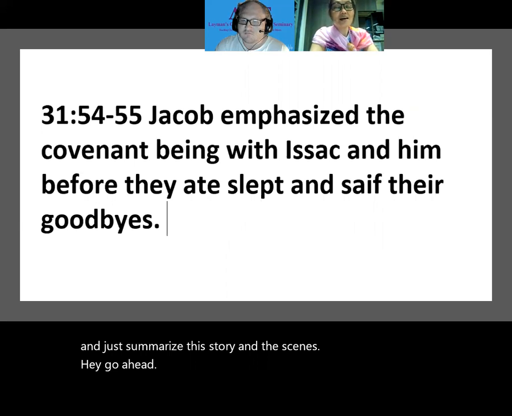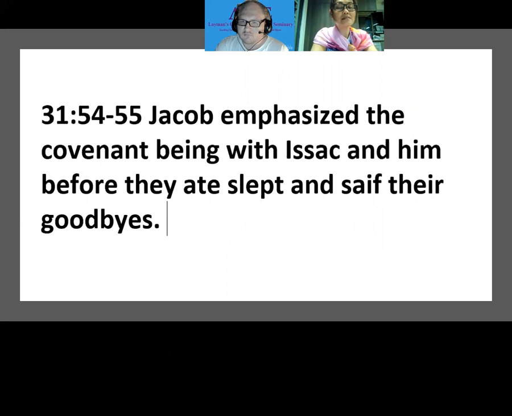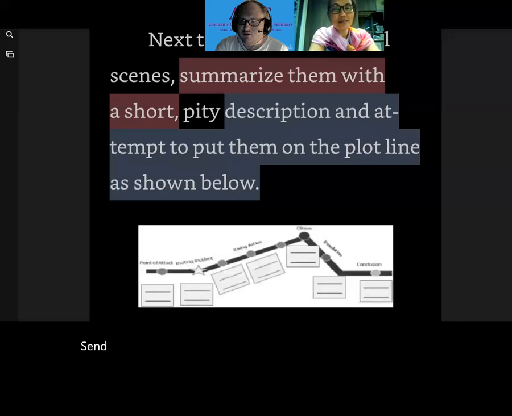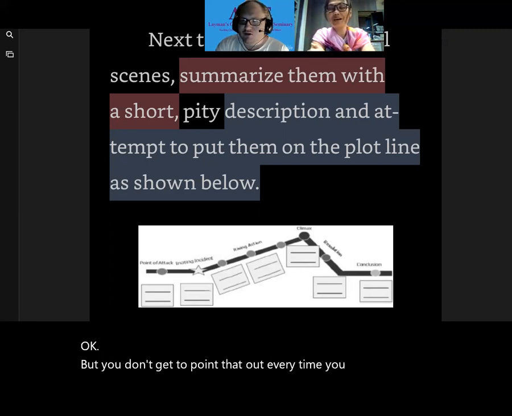Jacob emphasized the covenant being with Isaac and him before they ate, slept, and said their goodbyes. I told you guys, don't mind the spelling, okay. Mind the words, the sound. You don't have to point that out every time you come to one, also.